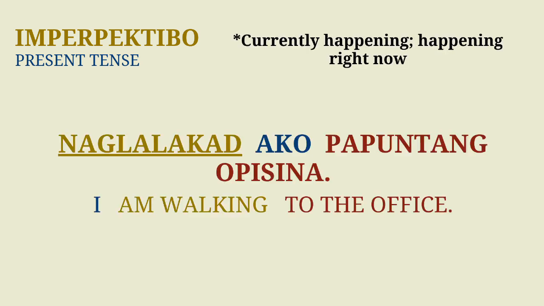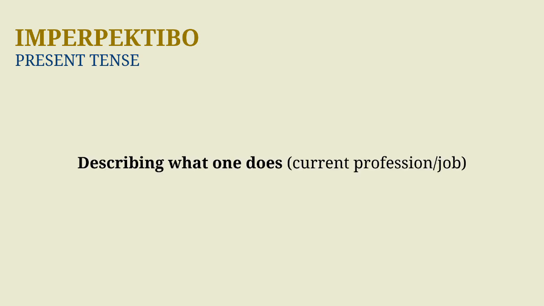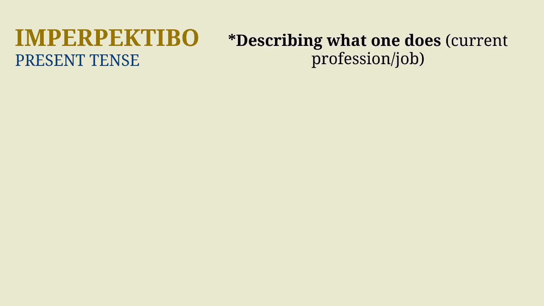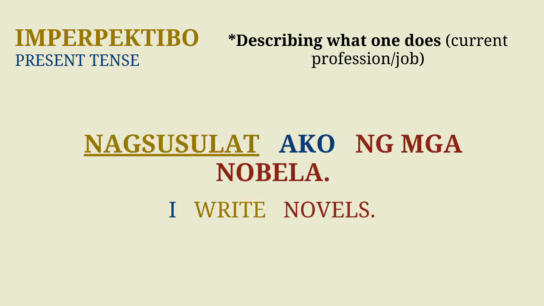Halimbawa, naglalakad ako papuntang opisina. Kumakain ako ngayon. Second instance where you can use imperpektibo is when you are describing what you do or your current profession or job. Halimbawa, nagtuturo ako sa pampublikong paaralan. Nagsusulat ako ng mga nobela.